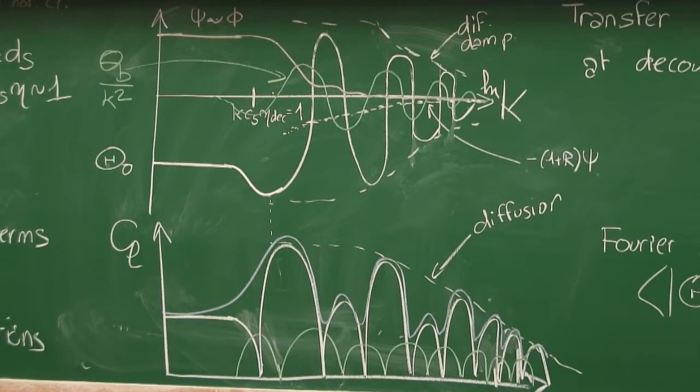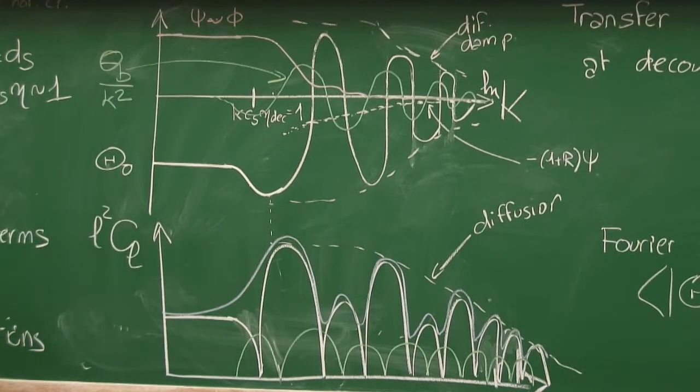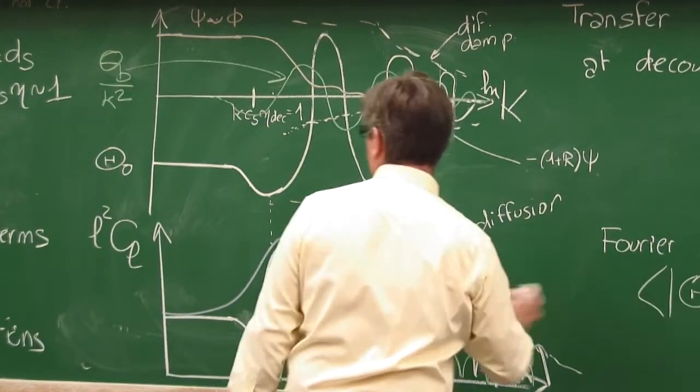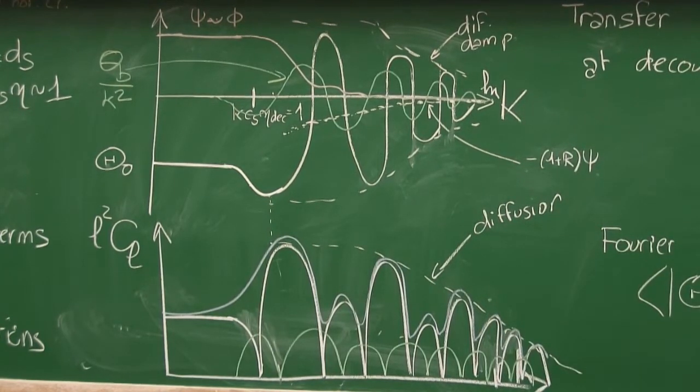If you want to be picky, but forget it if you are not specialists, this has to be compared with L square CL. It's a small detail. It comes from the fact that when we did the Legendre transformation, there was a coefficient L plus 1 at some point, whatever. What corresponds to this Fourier spectrum is L square C of L. Okay?